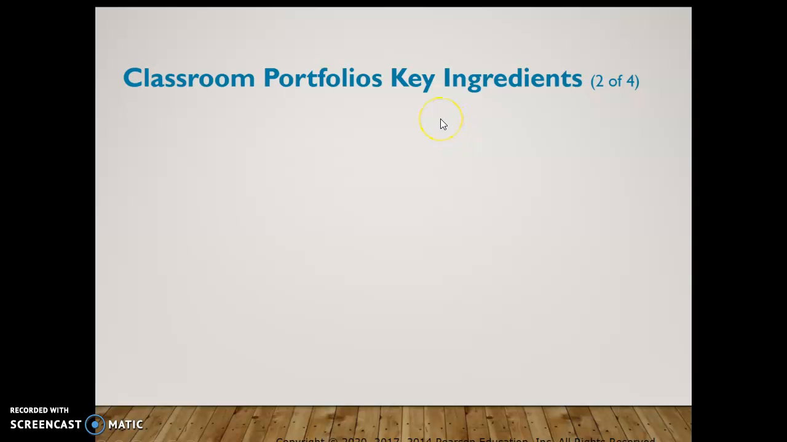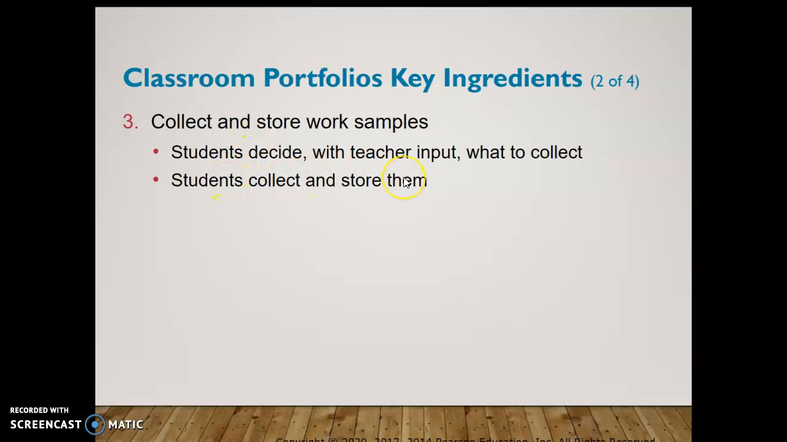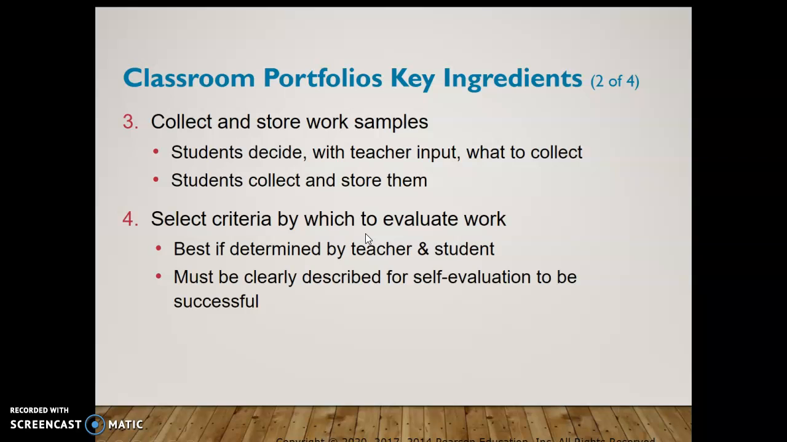Classroom portfolios, seven key ingredients, continued. Collect and store work samples. Students decide what the teacher inputs and what to collect. Students collect and store them themselves. This collection can be a paper version or scanned copies of the students' work, which can then be put into an electronic database to reduce the possibility of losing their work later on. Select criteria by which to evaluate the work. These are best determined by teachers and students collaborating together, and must be clearly described for self-evaluation to be successful.